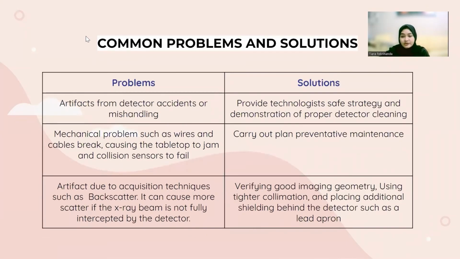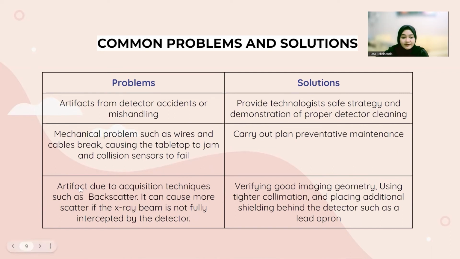Common problems and solutions. The first problem: artifacts from accidents or mishandling. To cover this problem, we have to provide technologist safety strategy and demonstration of proper detector cleaning. And the second problem: mechanical problems such as wires and cables breaking, causing the table tube to jam and the collision sensor to fail. And also to cover this problem, we have to carry out planned preventative maintenance.